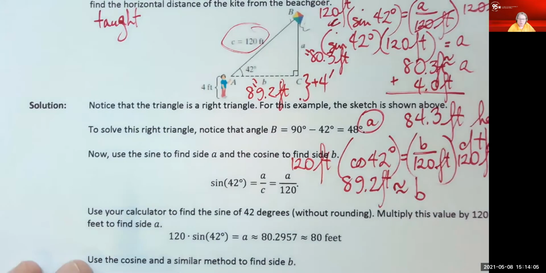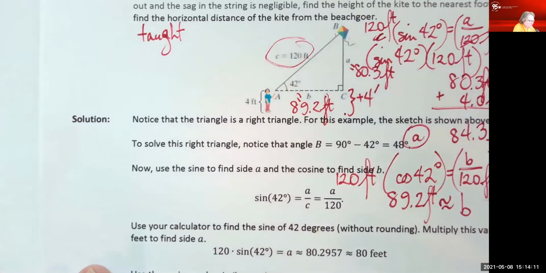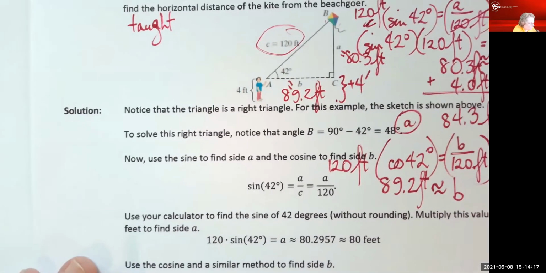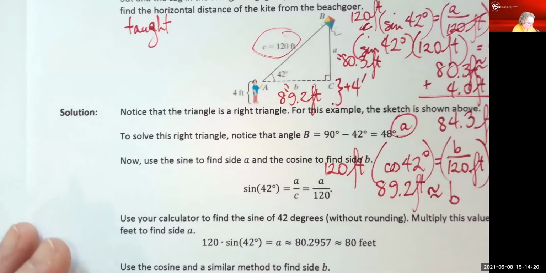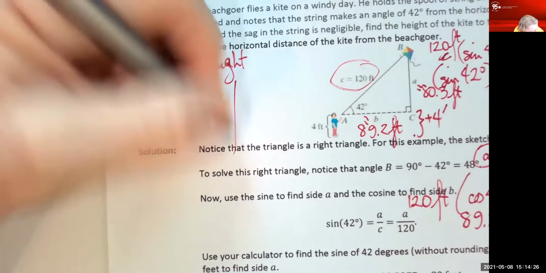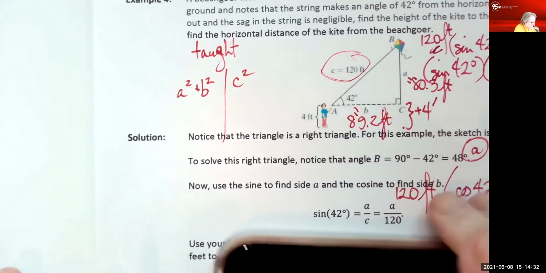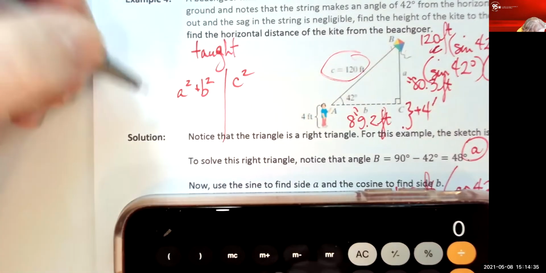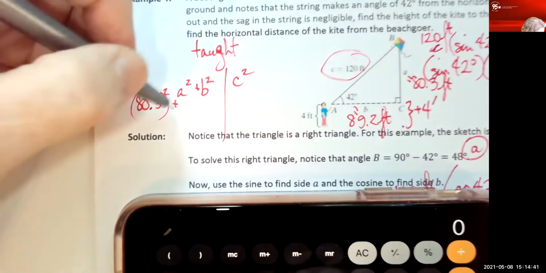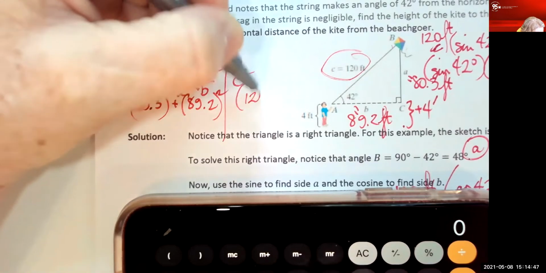How can I check? Or how can I find B in another way? I know 2 sides of a right triangle. How can I find a third without using trig? Excellent. We know that A squared plus B squared should be equal to C squared. So let's find both of these quantities and make sure we get the same value. Side A was 80.3. Side B was 89.2. Side C is 120.